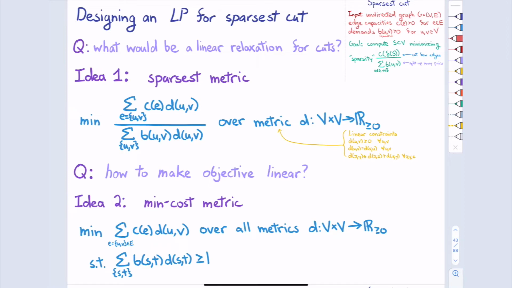Okay. All right. So the last one now is actually a linear program. Hidden in this metric are a few more inequalities to force it to actually be a metric.